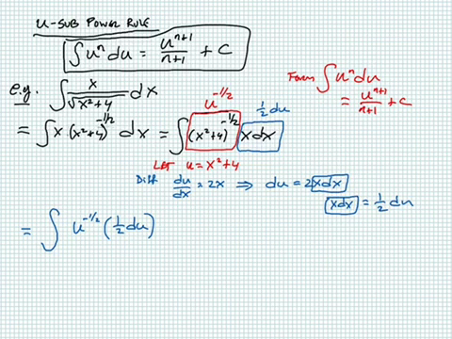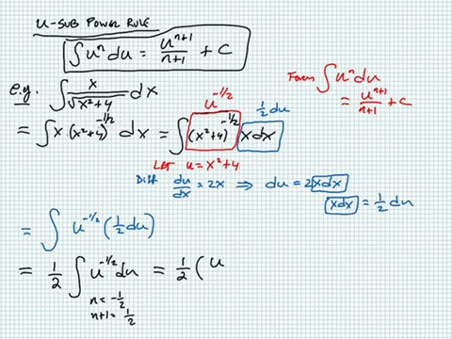Okay, so the next thing I'm going to do is bring that constant out. I'm not actually going to do that step anymore, so I'm just going to automatically bring the constants out. So I've got 1/2 times the antiderivative of u to the negative 1/2 du. Using the power rule, here n is equal to negative 1/2, and n plus 1 is going to be equal to 1/2. So the antiderivative here is equal to 1/2 times u to the n plus 1, which is 1/2, over n plus 1, which is 1/2, plus c.